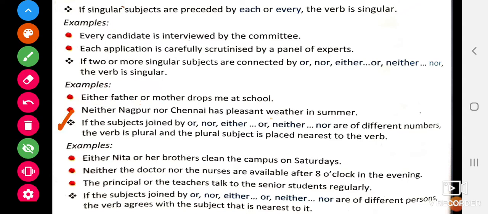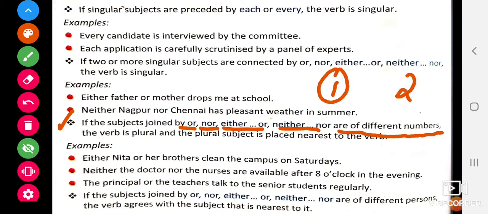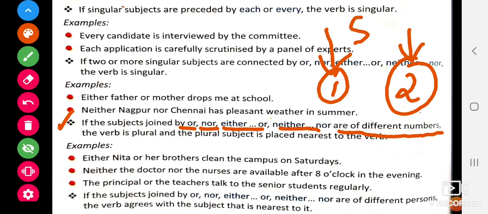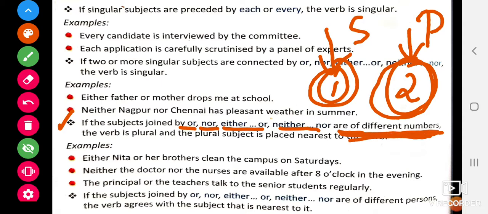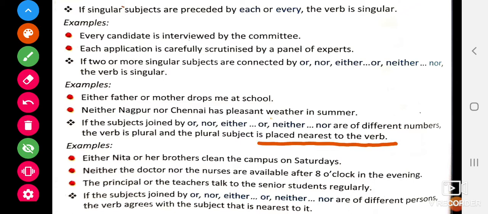According to the next rule, if the subjects joined by or, nor, either or, neither nor, are of different numbers. That means if there are 2 subjects, subject number 1 and subject number 2, if subject 1 is singular and subject 2 is plural, or if subject 1 is plural, subject 2 is singular, that means they are of different numbers. So if the 2 subjects are of different numbers, the verb is plural. And the subject is placed nearest to the verb.